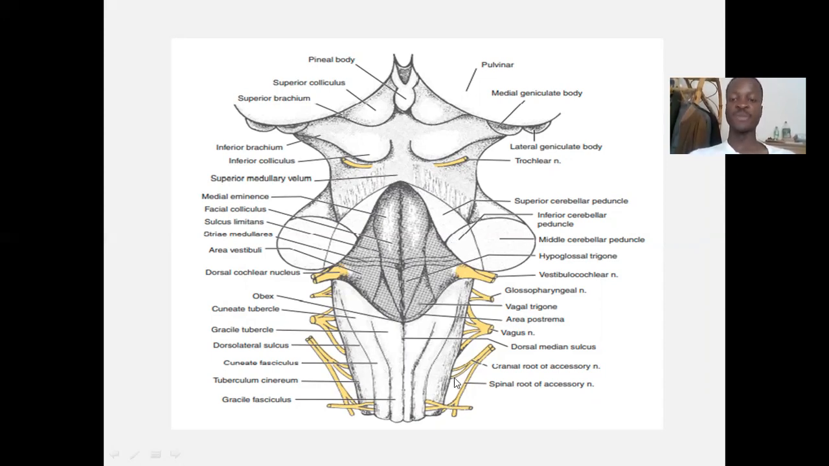Then from this view, these are the nerves that are exiting from the lateral ends of the medulla, the glossopharyngeal nerve, the vagus nerve, and this is the accessory nerve, its cranial root actually being joined by the spinal root, which is coming from cervical spinal segments C1 to C5, right?